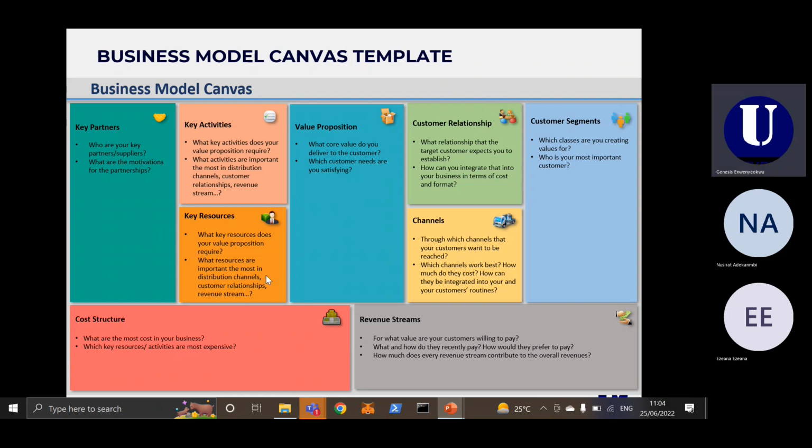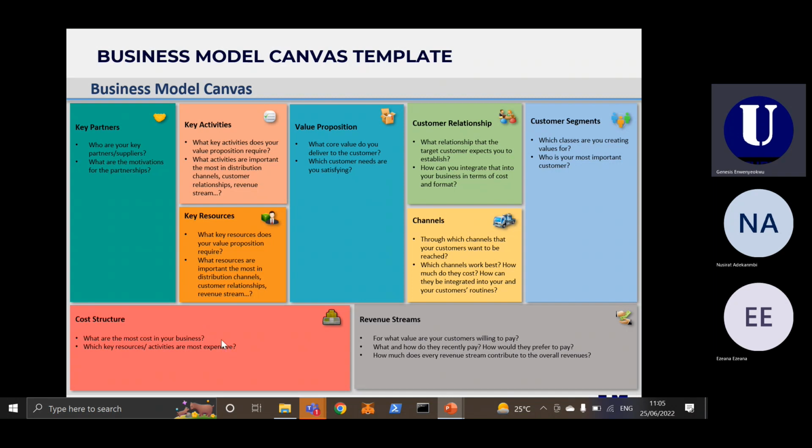Then what are your key resources, your chairs, your infrastructure, and what have you? Then what is the cost structure? So what is the cost of partnership, the cost of your business activities? What is the cost of your resources? So what are the most significant costs in your business? Which key resources and activities are most expensive? You capture all of those here.